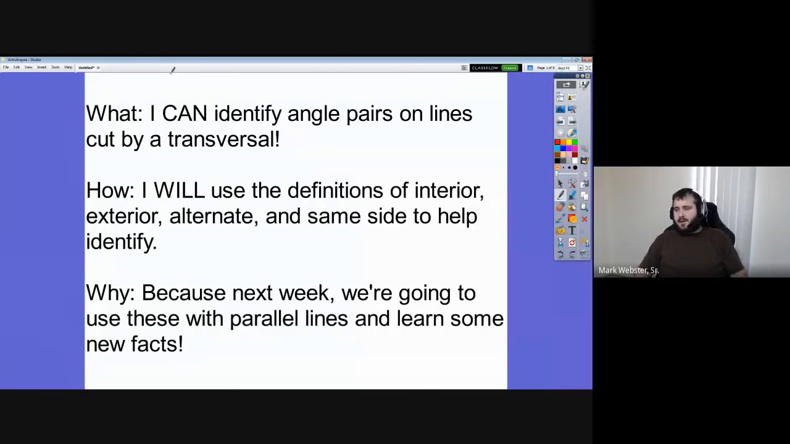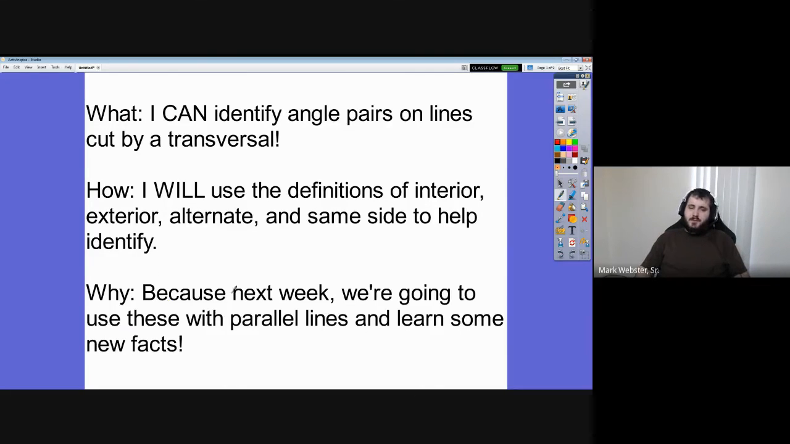So what are we going to be doing today? We're going to be able to identify angle pairs on lines that are cut by a transversal, and we'll talk about what all those words mean in a second. How are we going to do this? We will use the definitions of interior, exterior, alternate, and same side to help identify.